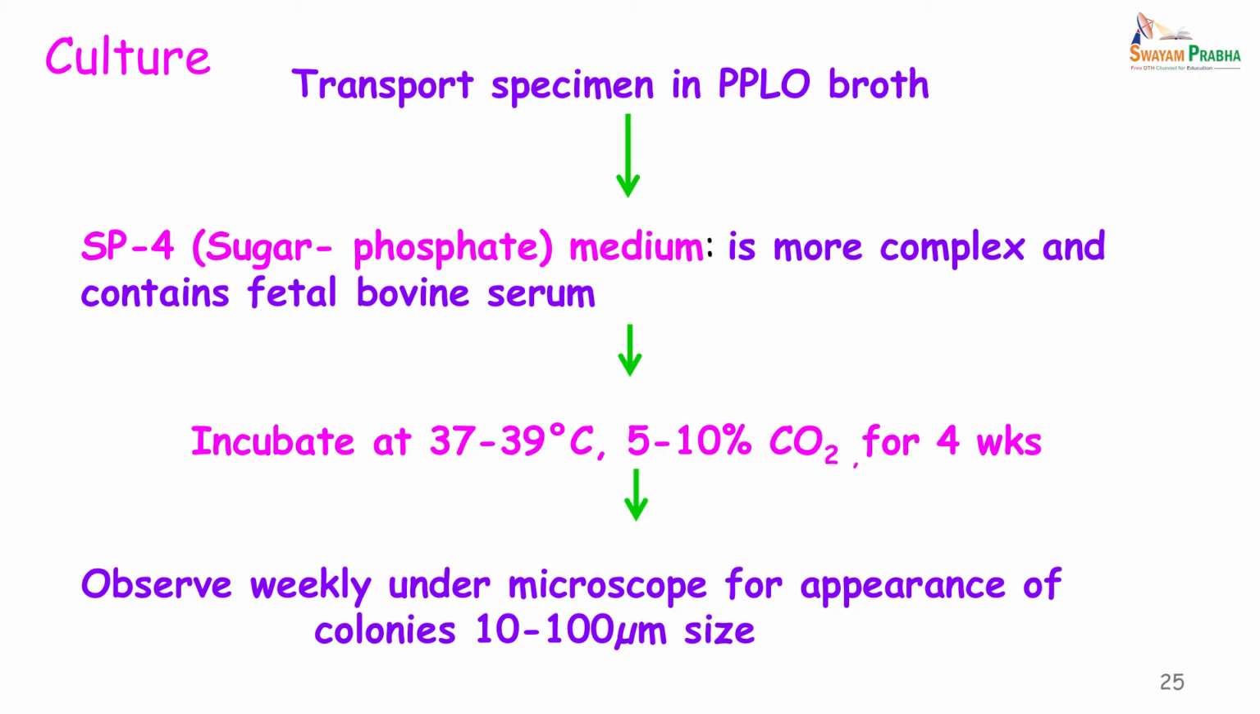So, this is a very slow growing organism, and you have to look for its growth under the microscope, because the colonies which are produced are only 10 to 100 micron in size. So, this gives you the reason why the doctor did not send Rani's sample for culture, but instead did a serological test so that he could get a rapid diagnosis.